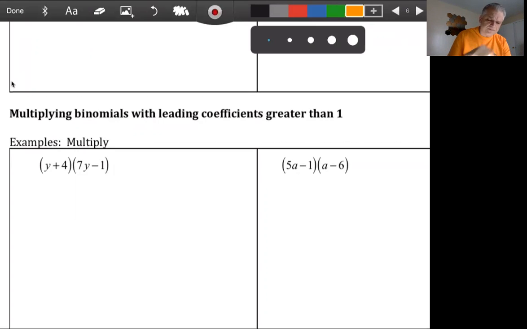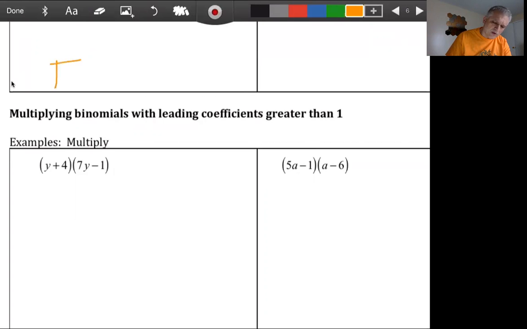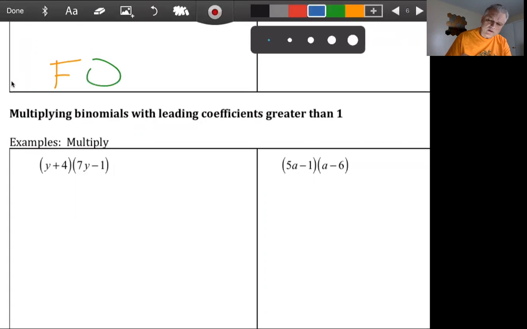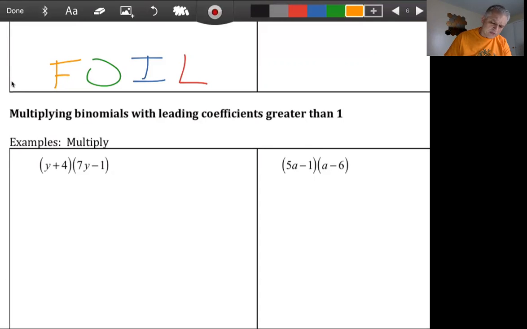I'll do the left question with FOIL, and I'll do the one on the right without talking about FOIL. But if you want to do it with the FOIL, you can do that. So if I think of FOIL, so let's go, I'll put F is going to be orange. Let's go, O will be green, I will be blue, and L will be red. Okay, so first term times first term.